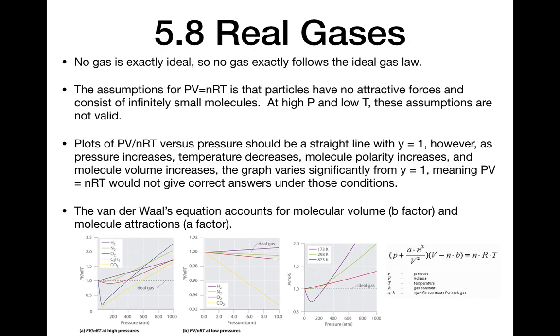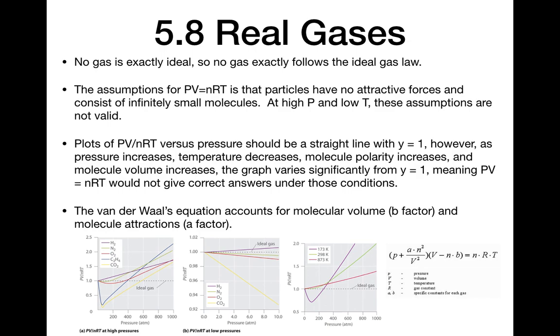Okay, as promised, we were going to talk about real gases and how they vary from ideal gases. No gas is in fact exactly ideal, although some act more ideal than others, and at certain conditions they will act more ideal. So the assumption that PV equals nRT is for particles that have no attractive forces and consist of infinitely small molecules. Of course, those don't really exist.